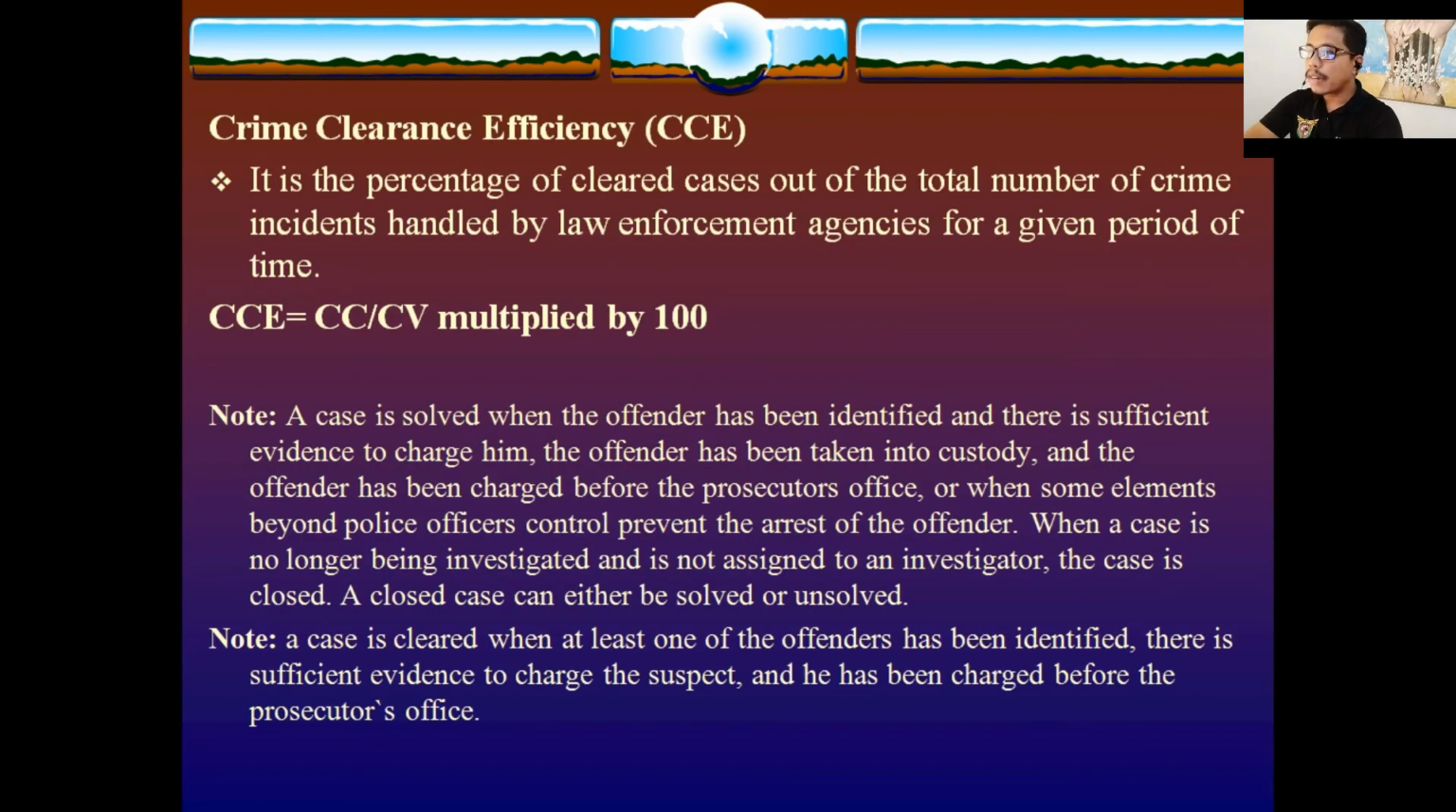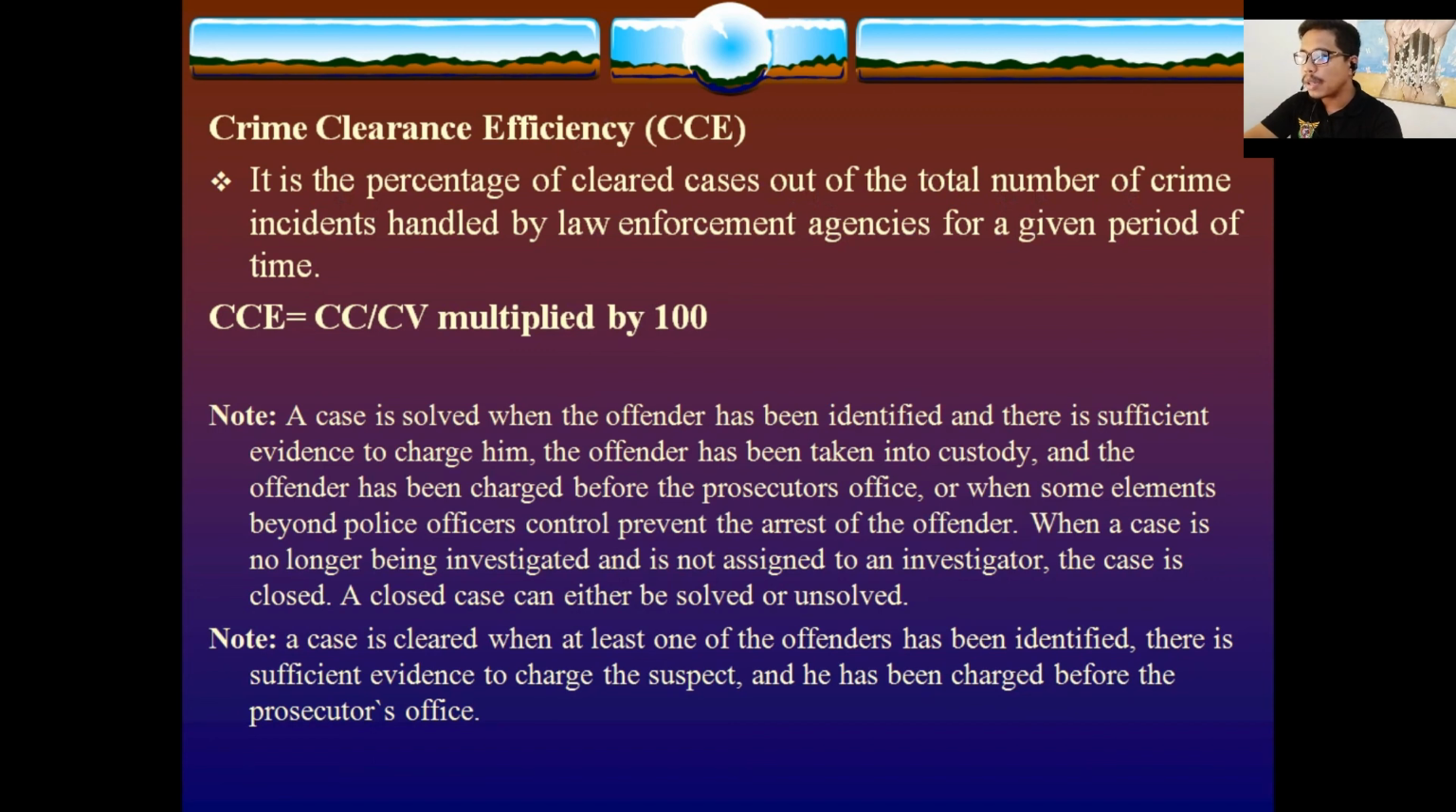We also have crime clearance efficiency. It is the percentage of cleared cases out of the total number of crime incidents handled by law enforcement agencies for a given period of time. Same formula, the only difference is that here, what is given importance are cleared cases.